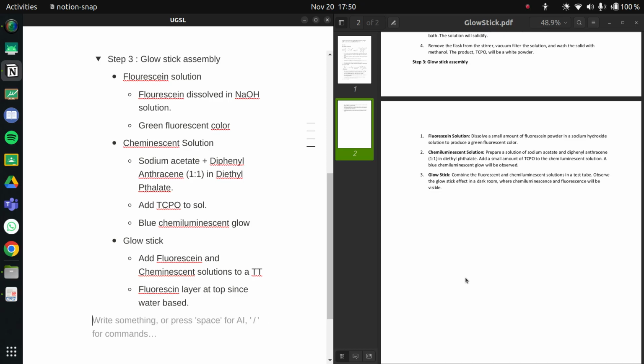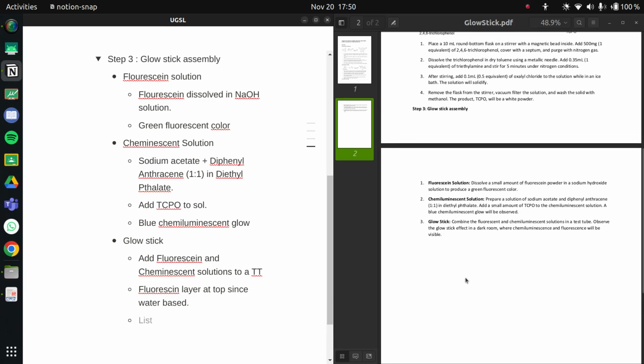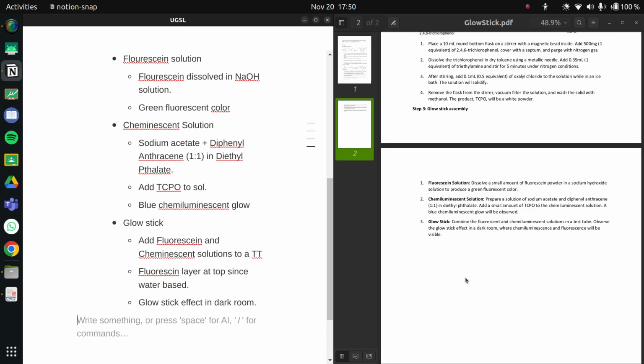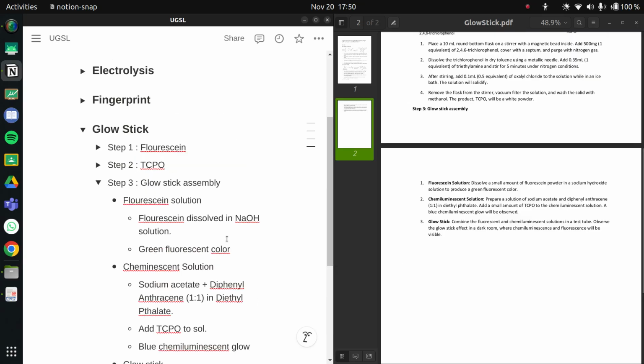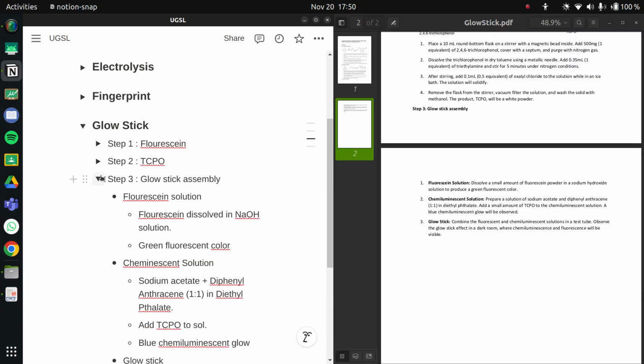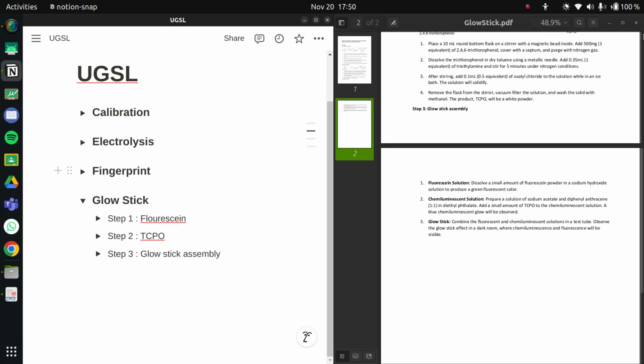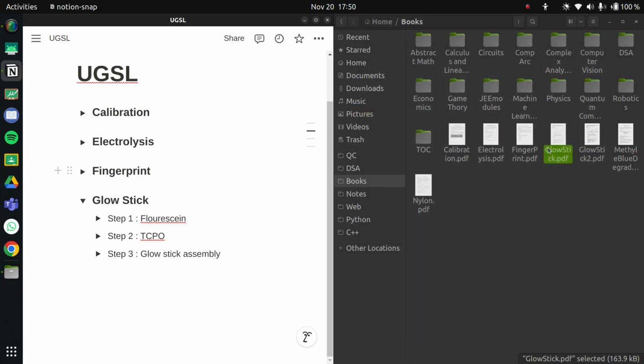So I don't know what you're talking about, what sort of effect, but this is what we did. I am just gonna write it as well. So glow stick effect in dark room. Cool, that's another one. Another one bites the dust.